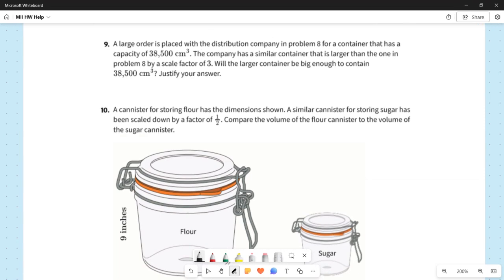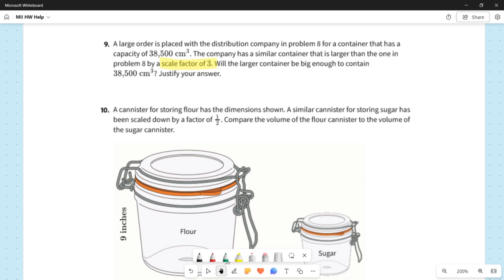Question 9 says, a large order is placed with the distribution company in problem 8 for a container that has a capacity of 38,500 cubic centimeters. The company has a similar container that is larger than the one in problem 8 by a scale factor of 3. That's important. Will the larger container be enough to contain 38,500 cubic centimeters? Justify your answer.